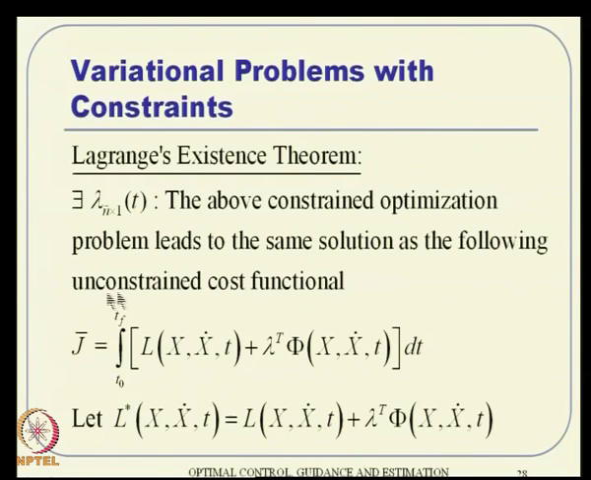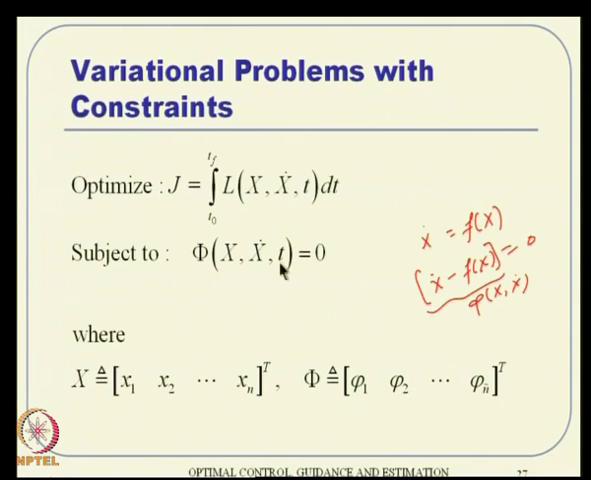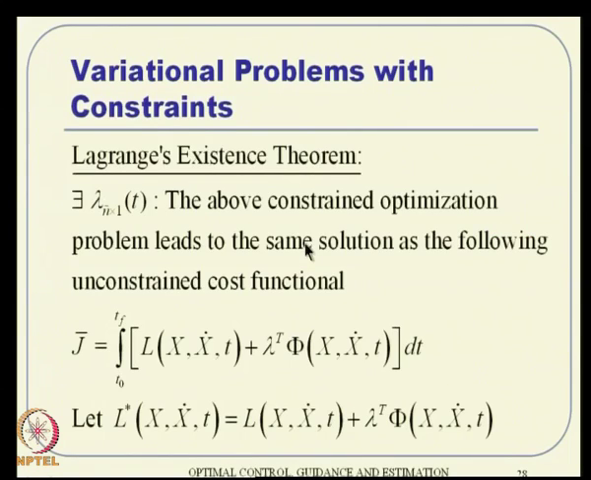So that if you construct this J bar this way and try to optimize it as if it is a free optimization problem, then it is equivalent to solving this problem. That is all it tells. So there exists a lambda of t such that the above constrained optimization problem leads to the same solution as the following unconstrained cost functional. All you have to do is construct this J bar and then treat it as if it is a free optimization problem, but the variables are increased now. That means you do not have only freedom in x, you also have to cater for freedom in lambda.